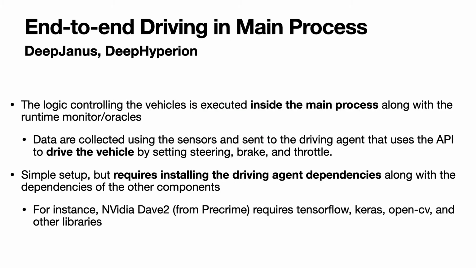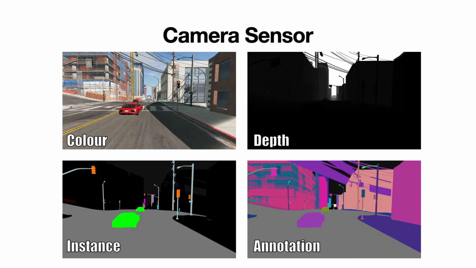Another way is code, for example an actual driving agent that will receive camera images and other data, and then compute the control commands. This is what the DeepJanus and DeepHyperion tools do. The upside is that it's simple. In the loop where you pull the data and pause the simulation, you can forward the data to the driving agent that computes the control. But it also requires installing all the driving agent dependencies within the other components, and this may or may not be feasible in your solution. But assuming that it's possible, that's how it looks.